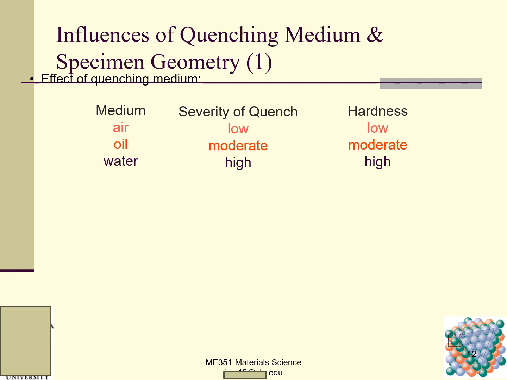And water is the other extreme. Hardness is high because when we use water as the quenching medium, we have a higher cooling rate. As a result, it is more possible that we can get martensite, or a combination of martensite and pearlite. As a result, we have higher hardness. For oil, the resultant hardness is in between, so it is moderate.